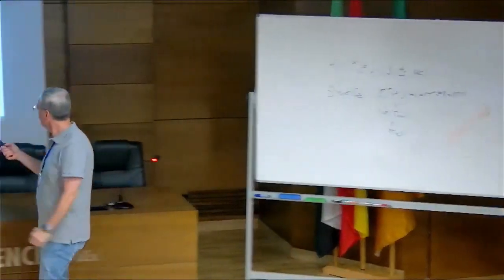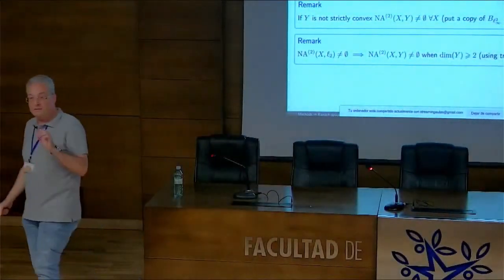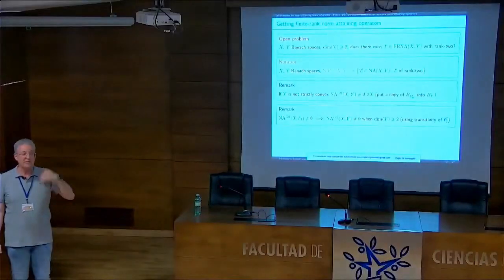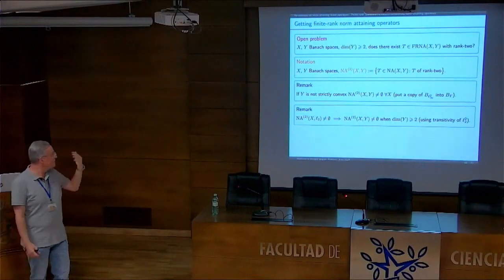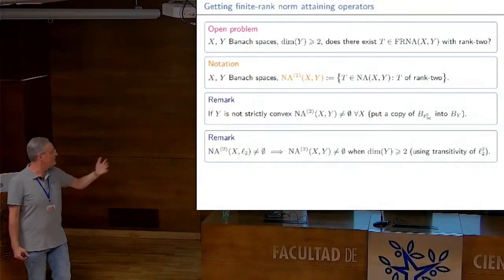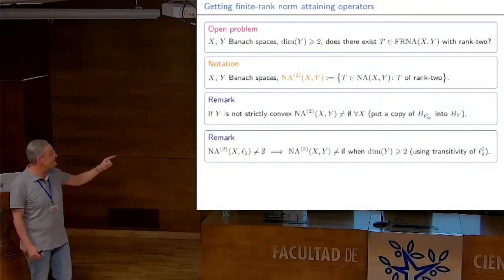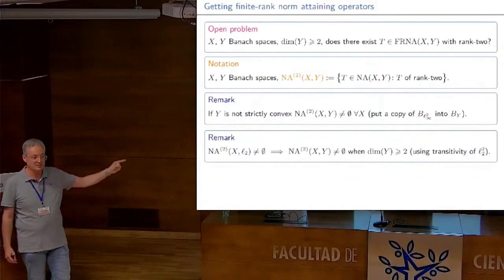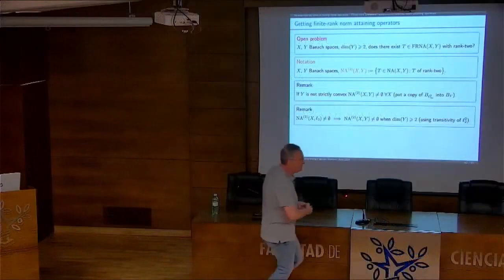Okay. The second remark is that if you pick X, and you are able to produce a rank 2 non-attaining operator arriving to L2, then you get a rank 2 non-attaining operator from X to Y for every Y, as long as the dimension of Y is bigger than 2. And this is just the transitivity of the norm of L2. Is it clear? Okay. No, let me show.